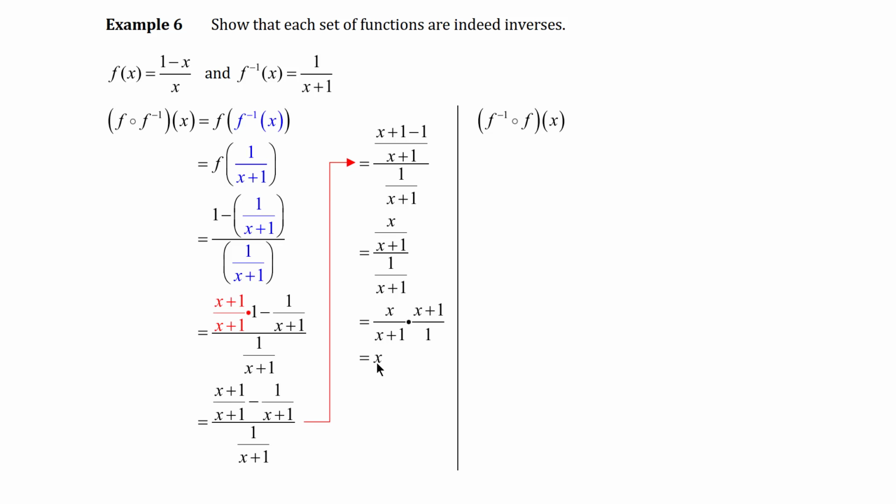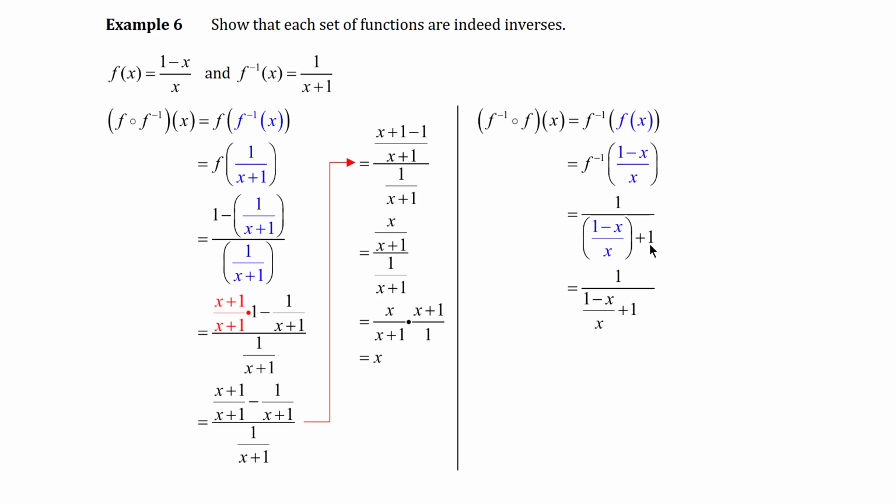Now we also need to check the composition f inverse composed of f of x. We get f inverse of f of x. f of x is just (1 minus x) over x, so we have f inverse of (1 minus x) over x. Next, we substitute (1 minus x) over x into the inverse function everywhere we have an x. So we get 1 divided by ((1 minus x) over x plus 1). Next, we just drop the parentheses, and then we need to simplify the denominator.